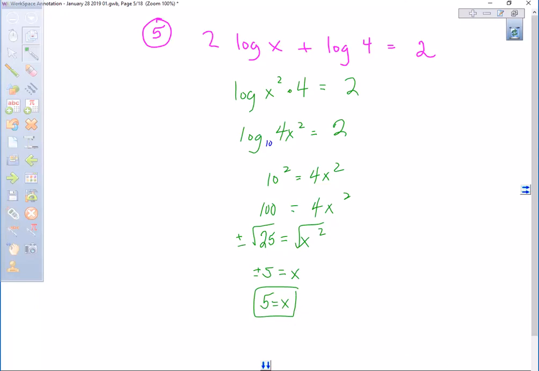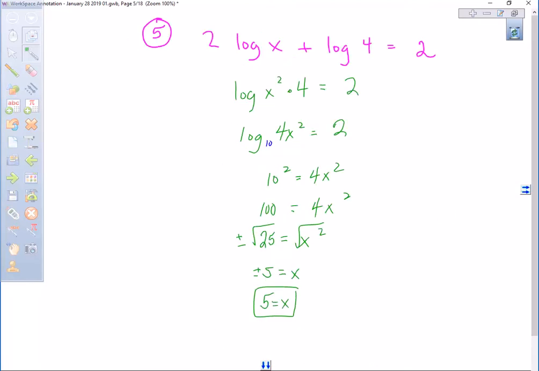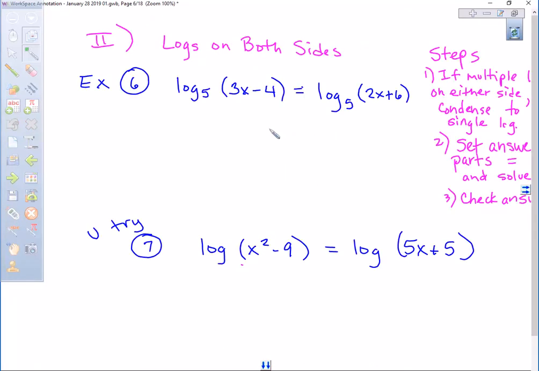So I want you to notice the difference. The way the original problem was written, this is not being squared. The way the original problem was written, this is being squared. So there's your difference.